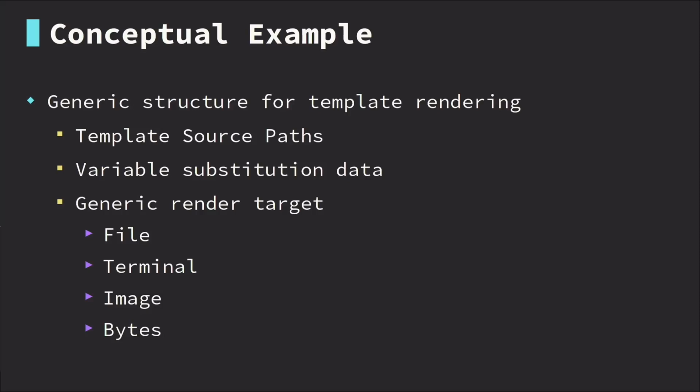New render targets can be added anytime just by implementing the trait required by the generic structure. No other changes would be needed, and the program will just work and will have a new render target.